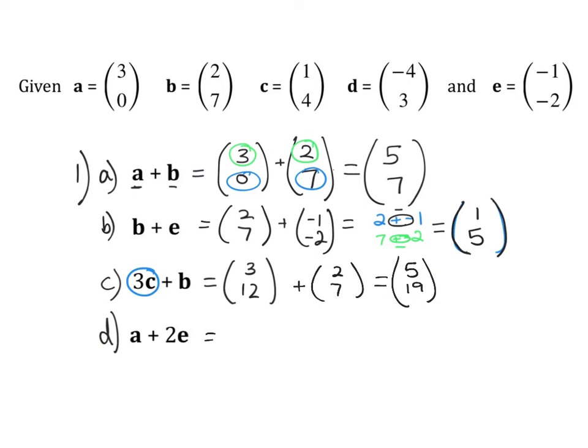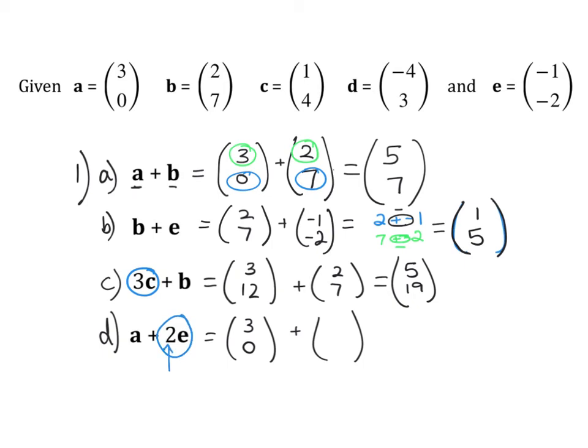Looking at the next question. Vector A is 3, 0. What do you think vector 2e is? What I'm going to do to this vector e to get vector 2e? Well, I'm going to double it, because that's what that says.